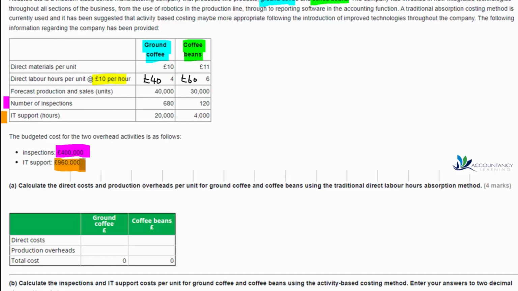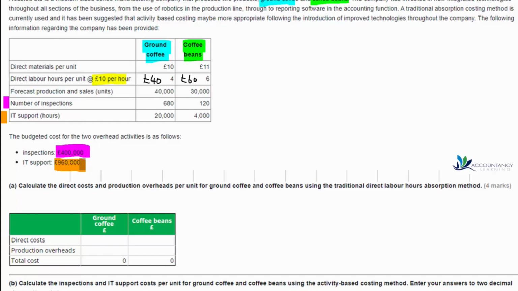So notice that we've got a matrix of information here: data for inspections and data for IT support, and data for the ground coffee and coffee beans. Because of that matrix, we've got to be careful that we're picking up the right numbers for the right part of our answers.